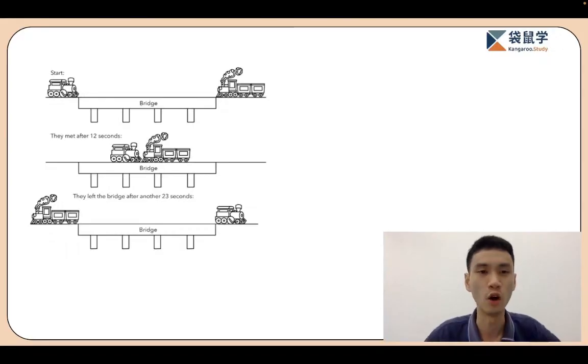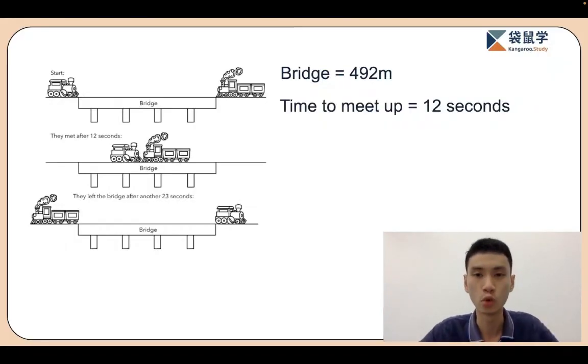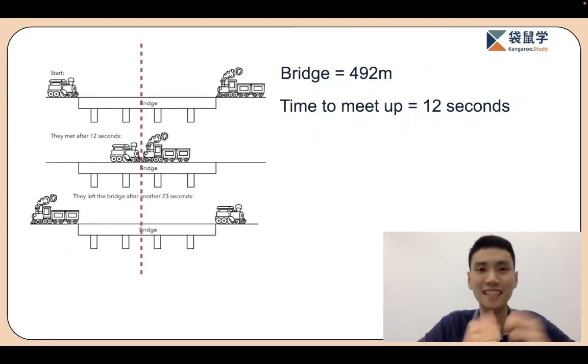Well, from the question, we know the bridge length, which is 492 meters. And what's more, we know that after 12 seconds, they meet on the bridge. So the time taken for the trains to meet on the bridge is 12 seconds, the time to meet up. Now, what can we analyze from this information and the question? Well, first we can consider the distance this train on the left travels from here until the meet-up point. So, the meet-up point being over here, how do we analyze the distance this train on the left travels to over here?